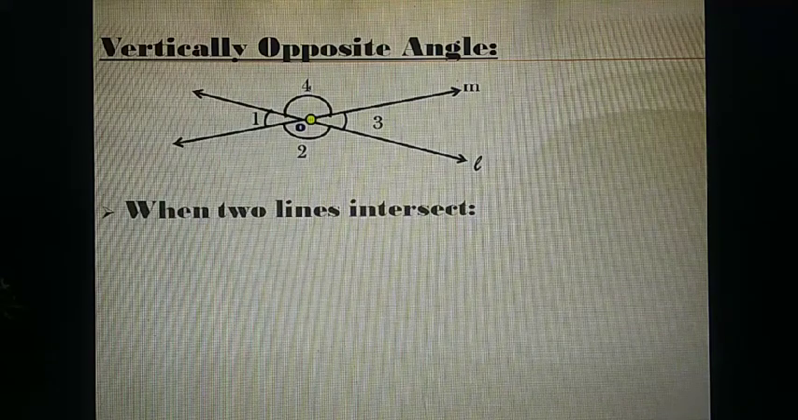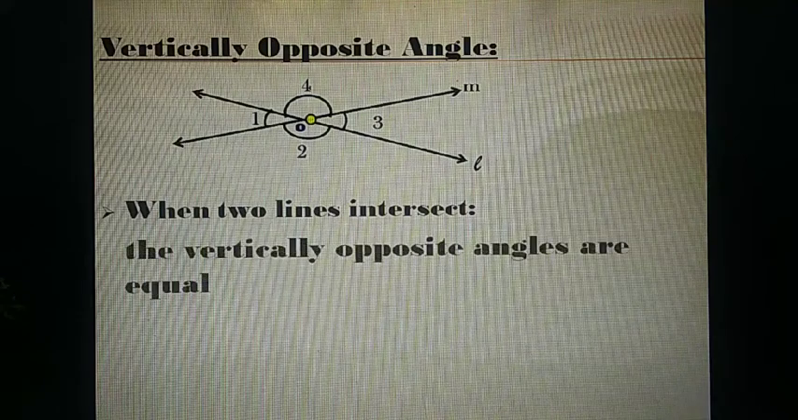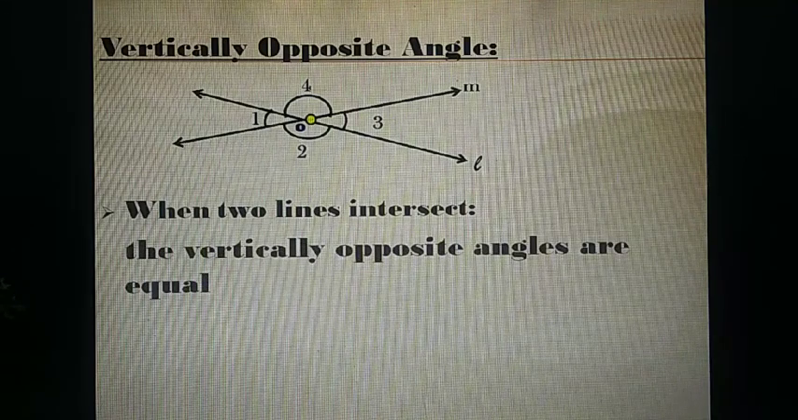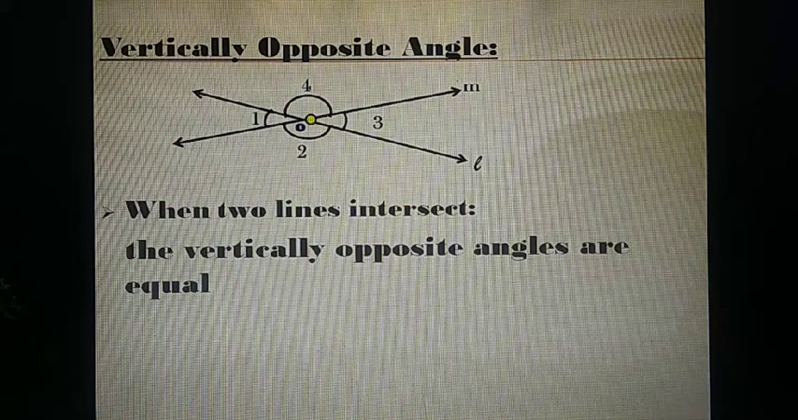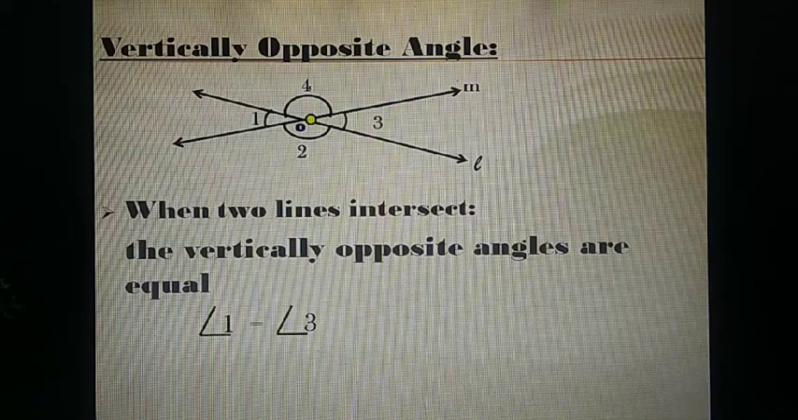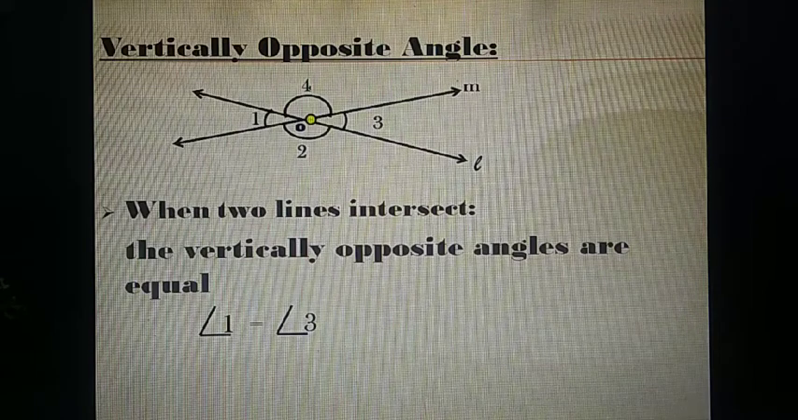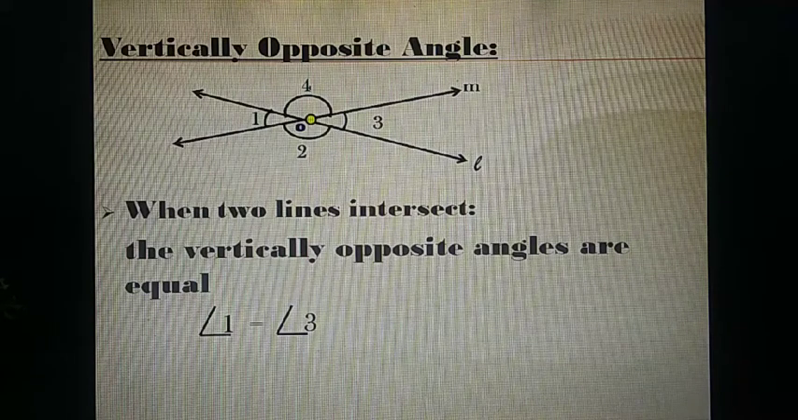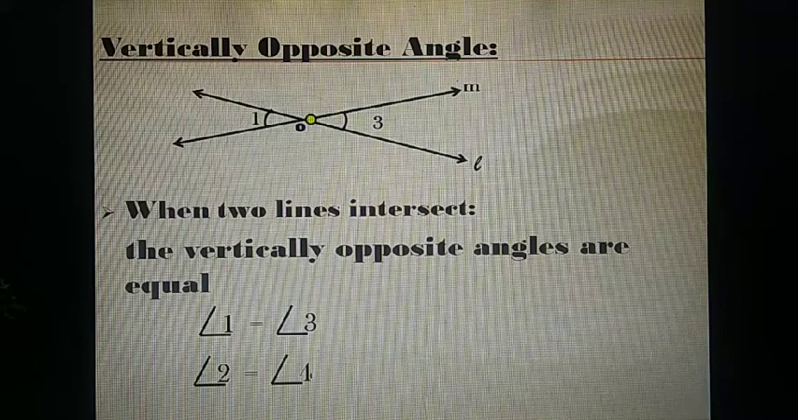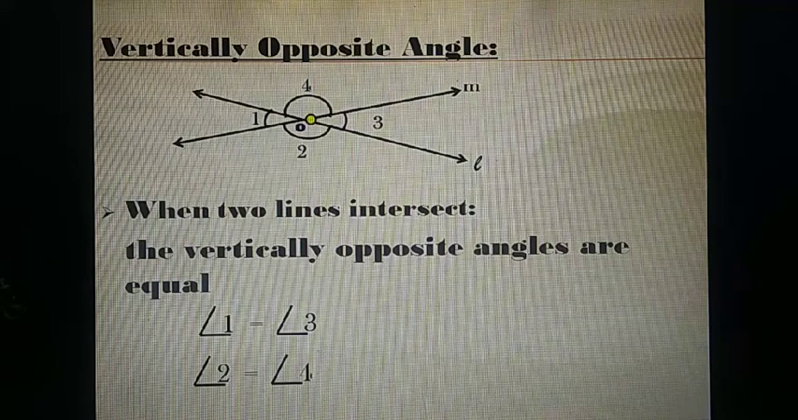When two lines intersect, the vertically opposite angles are equal. Here, angle 1 and angle 3 is the first set of vertically opposite angles, and the second set is angle 2 and angle 4.